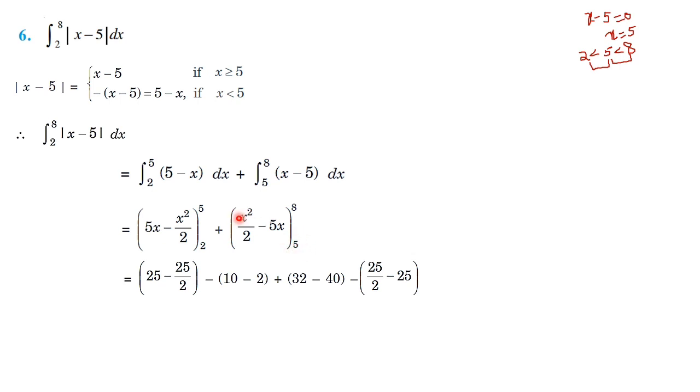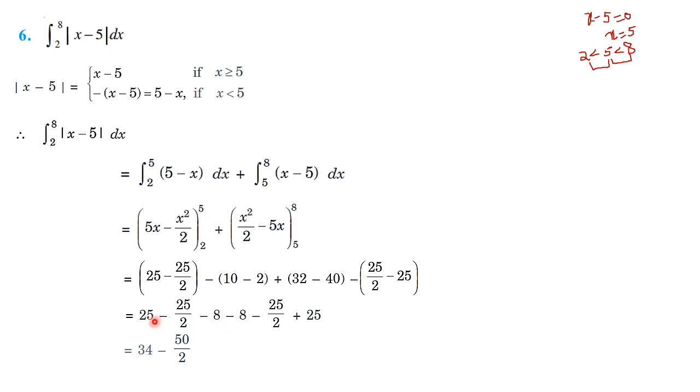Lower limit is 5, here just substitute 5, that is 25 by 2 minus 5 times 5, that is 25. So once again for the lower limit, we apply 5 times 5, 25, by 2, minus 5 times x, where x is replaced with 5, 5 times 5 is 25. That is equal to 25 minus 25 by 2, then minus 10 minus 2, which is 8, then plus 32 minus 40, which is minus 8. Then remove this bracket, minus 25 by 2, then minus times minus plus 25.